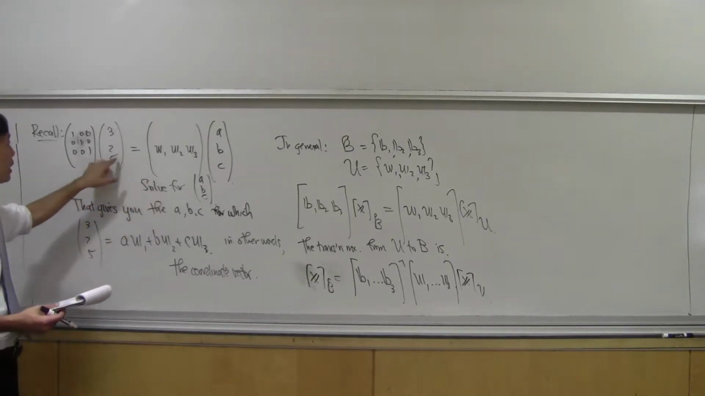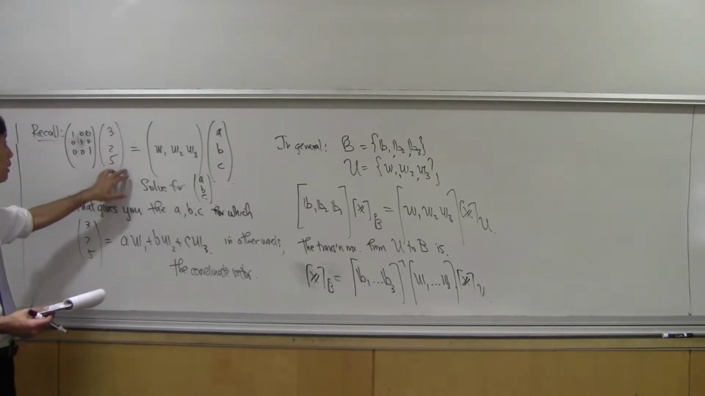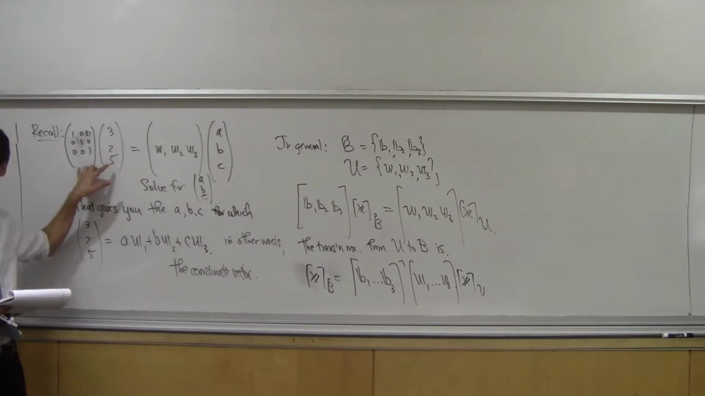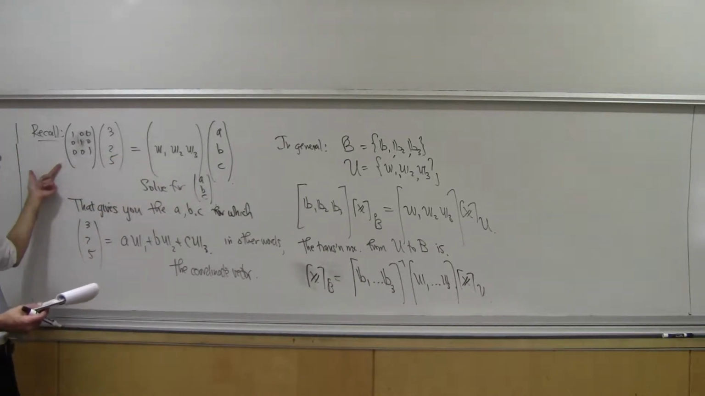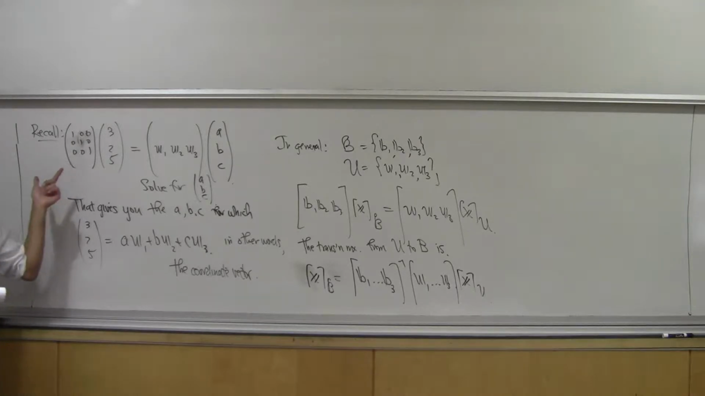Right, if we want to go from the standard basis to the U basis, then we need to multiply on the left by the inverse of the U matrix. Multiply on the left by the inverse of the U matrix. Okay. Anybody confused? Everybody all right? Any questions? We can take it slow. Any questions? Okay.